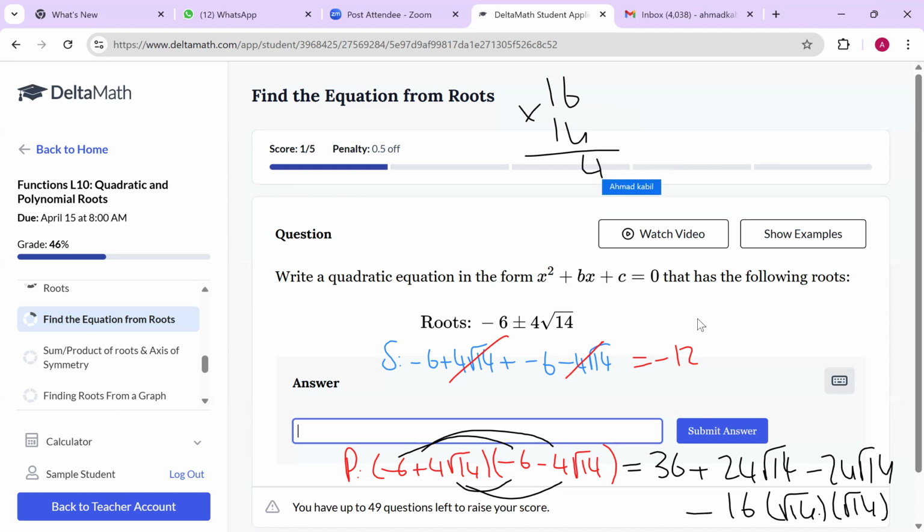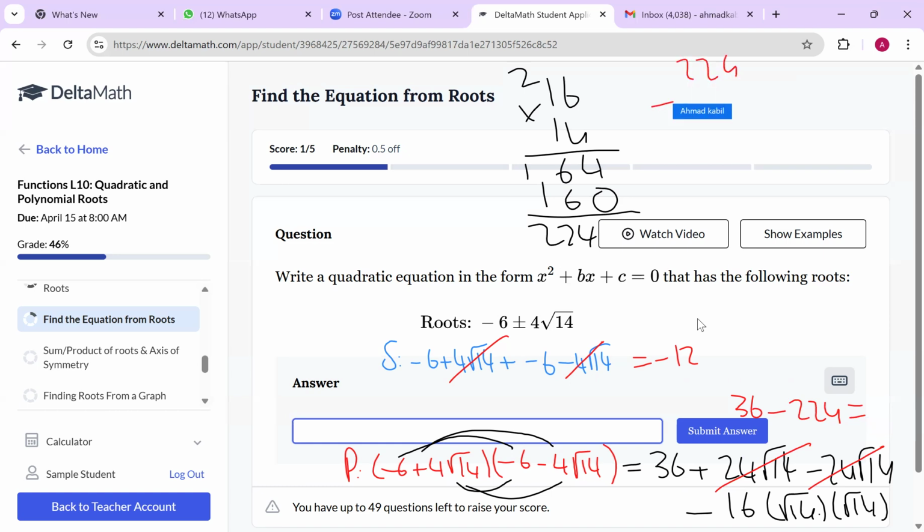4 times 6 is 24, 4 carry 2. So this is 6, and this is 0, 6, 1, 4, 2, 2. So 224. So we rewrite this expression as follows. Also note that these cancel out. So we have 36 minus 224. Of course, we need to figure this out as well. So 224 minus 36. 14 minus 6 is 8. 21 minus 3 is 18. So the product is negative 188.